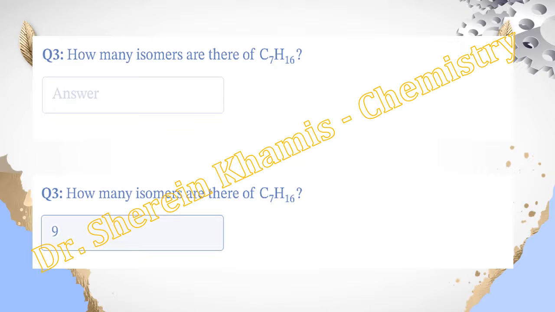Question number 3 says: how many isomers are there of C7H16 according to the number of carbon atoms? If we calculate according to the number of carbons, the rule giving the number of isomers increases with the carbon atoms. So the number of isomers will be 9 isomers for this compound, according to the rule given before. We have 9 isomers for C7H16. Okay, let's go to question number 4.